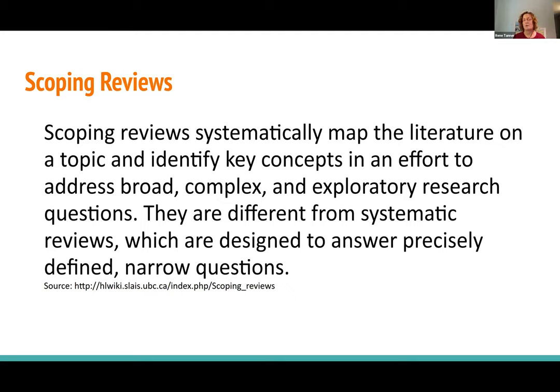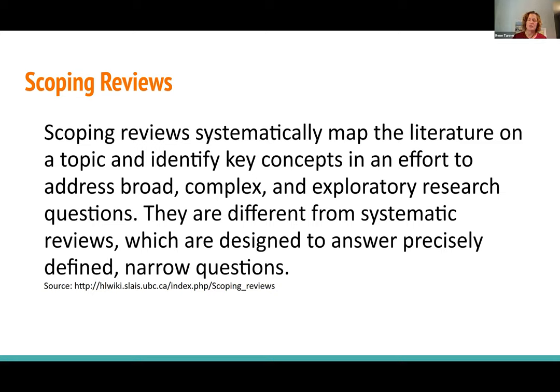Well, it turns out the scoping reviews and systematic reviews have a lot of similarities, but how they're different is a scoping review is really for broad topics. So it can be broad and complex, exploratory. So it may not have a lot of research actually already done in terms of these meta-analyses.